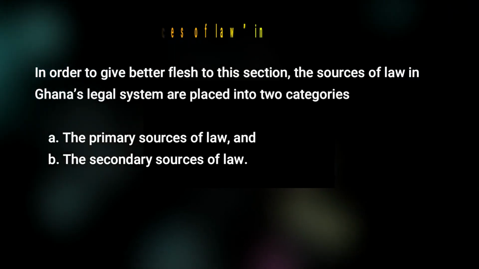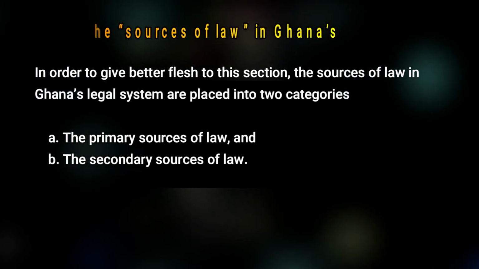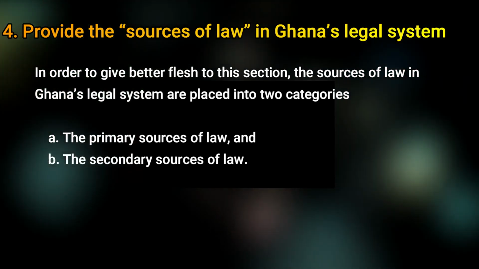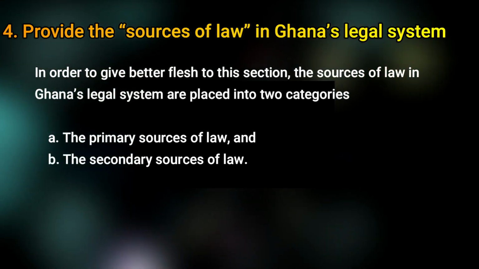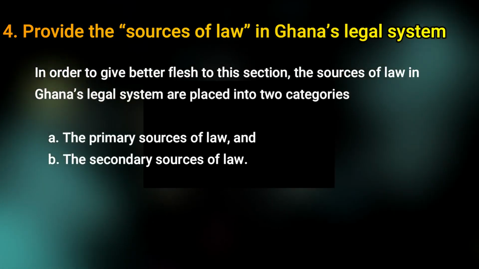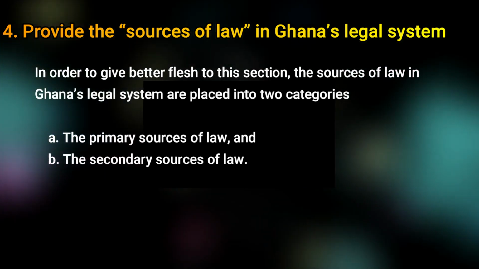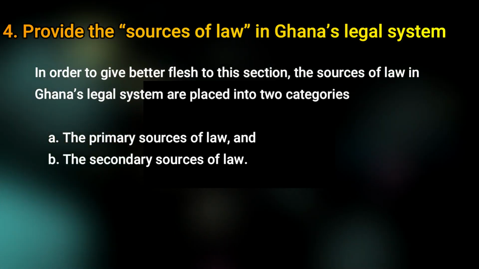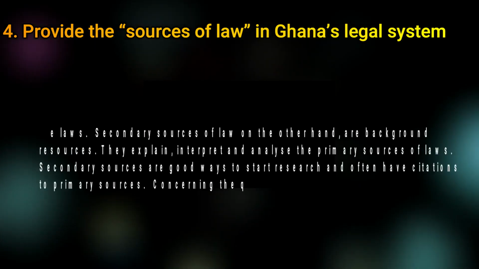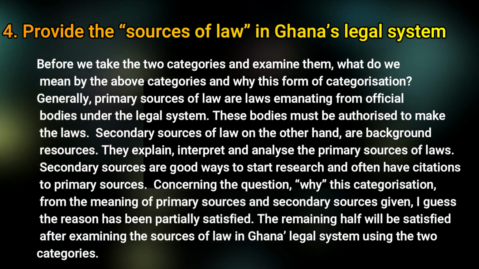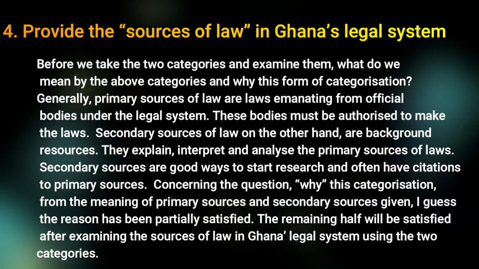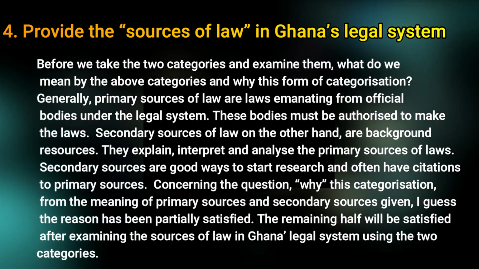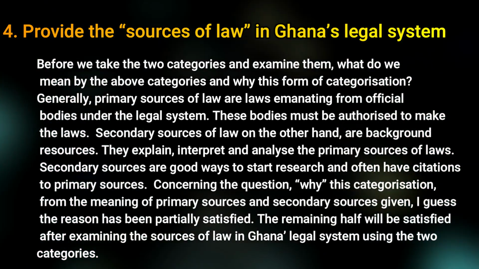The next task on our outline is to provide the sources of law in Ghana's legal system. And in order to give better flesh to this section, the sources of law in Ghana's legal system are placed into two categories: A, the primary sources of law, and B, the secondary sources of law. Before we take the two categories and examine them, we may have to consider what we mean by the above categories and why this form of categorization.